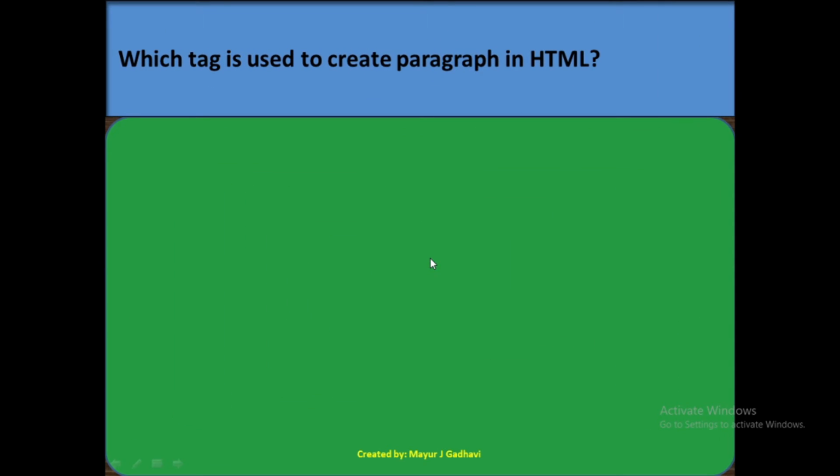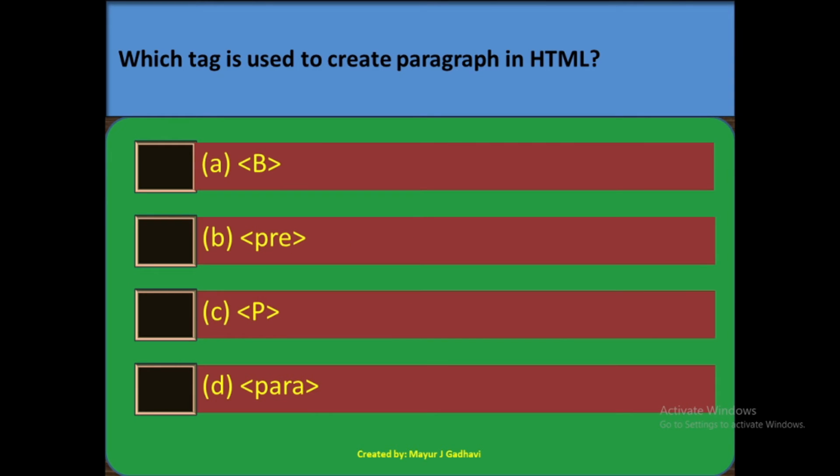Next, which tag is used to create paragraph in HTML? So if in HTML you want to write a paragraph, then which tag can you use? The options are B tag, pre tag, P tag, or para tag. Well, the correct answer is C, P tag.